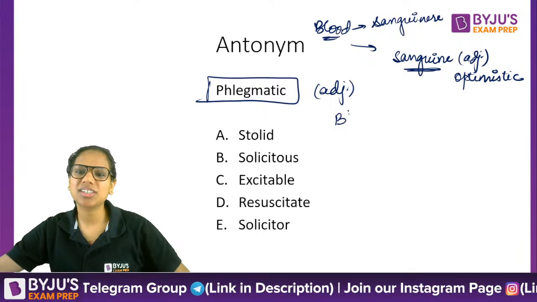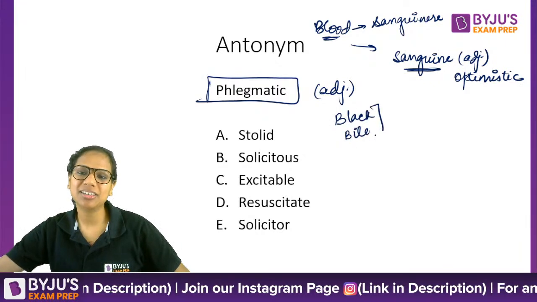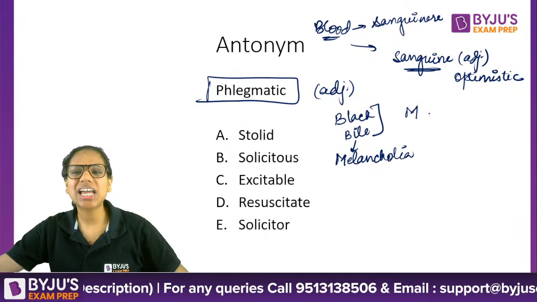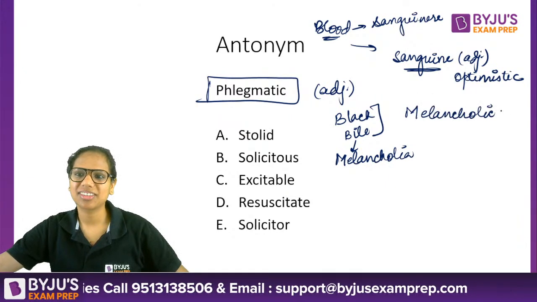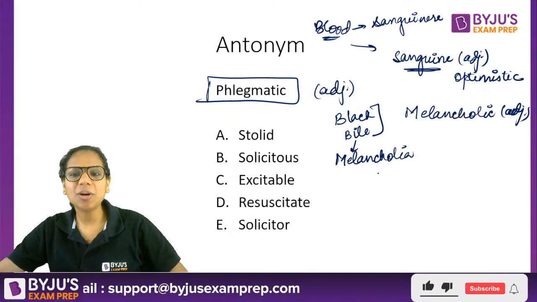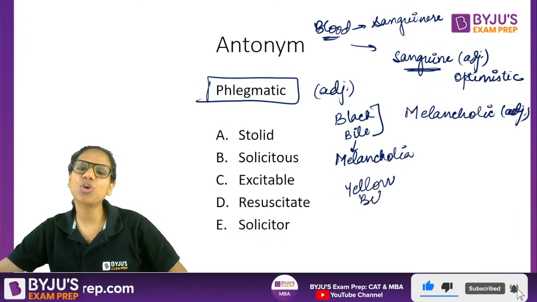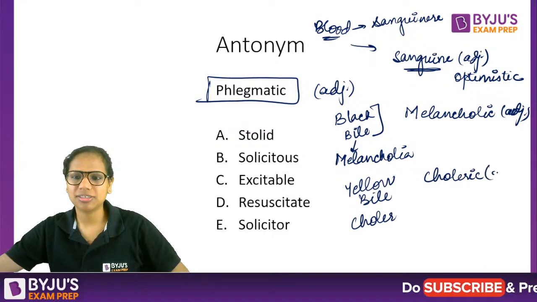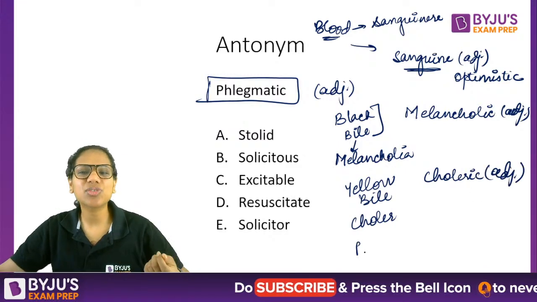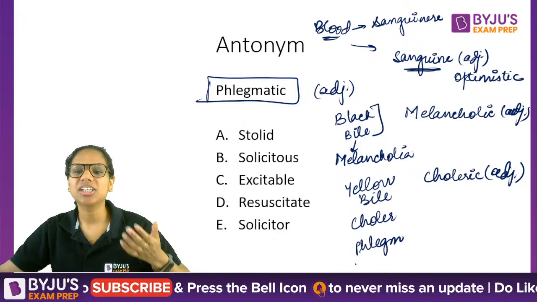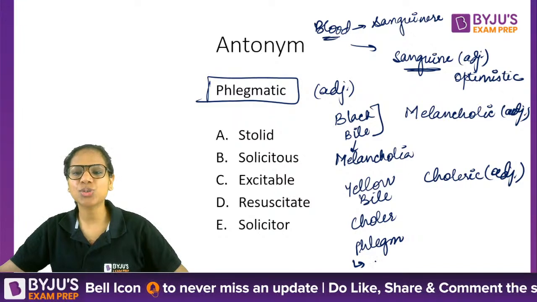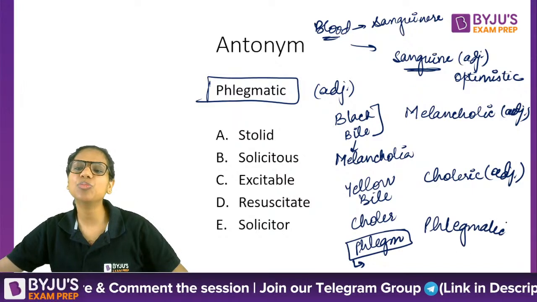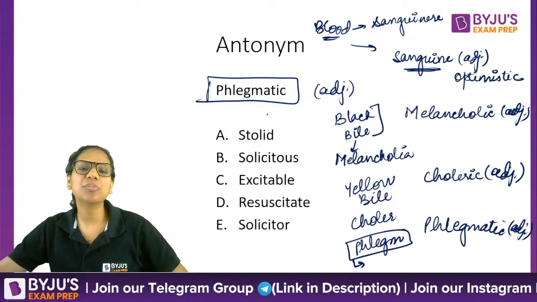When a person has excess of this fluid called black bile, the fluid was called melancholia, then the person became sad, melancholic, right? When a person had excess of yellow bile, known as choler, then the person became very irritable, choleric. And when the person had this green viscous fluid, phlegm, that we know as something that we release when we have cold and cough, when a person has excess of this phlegm, then this person became very unemotional, phlegmatic, unemotional, not easily affected, calm, composed.